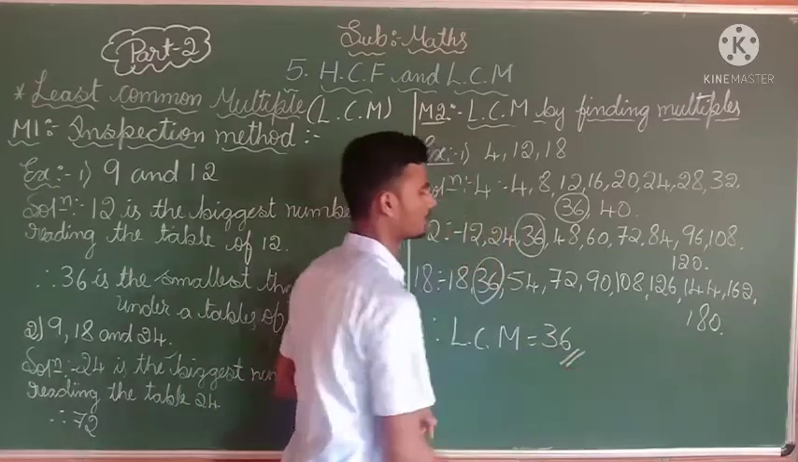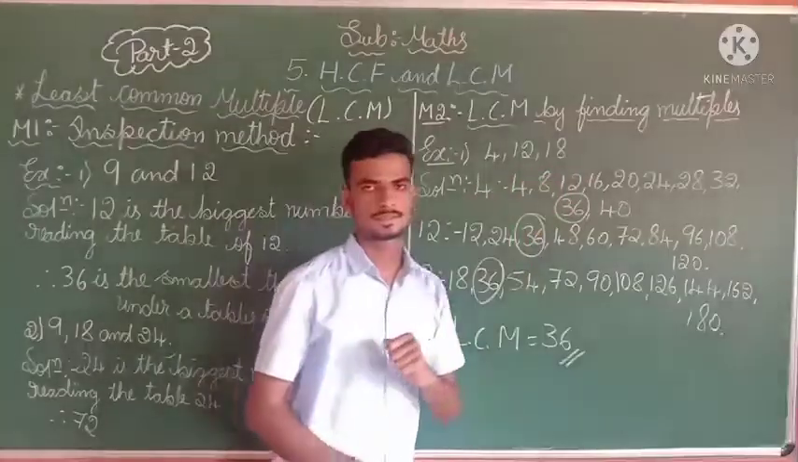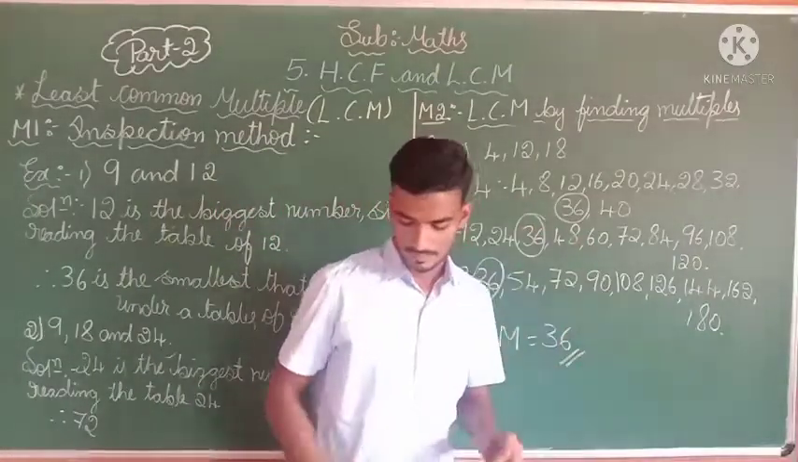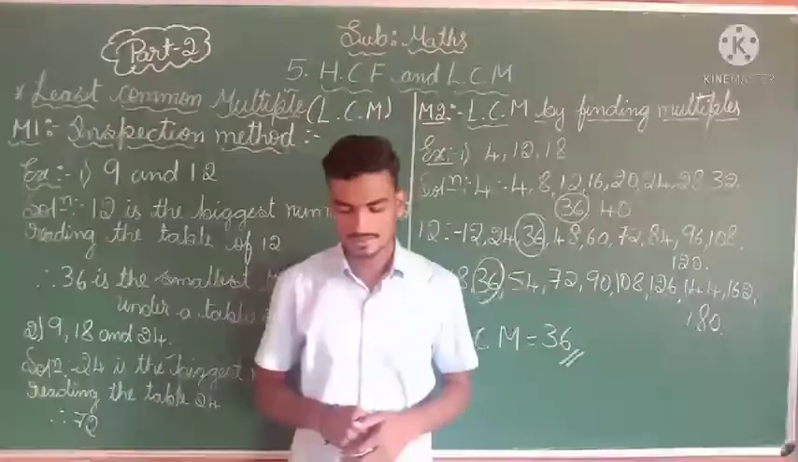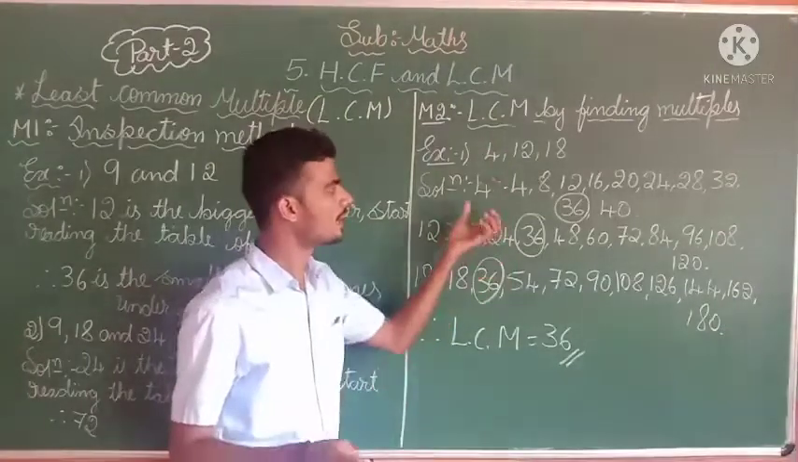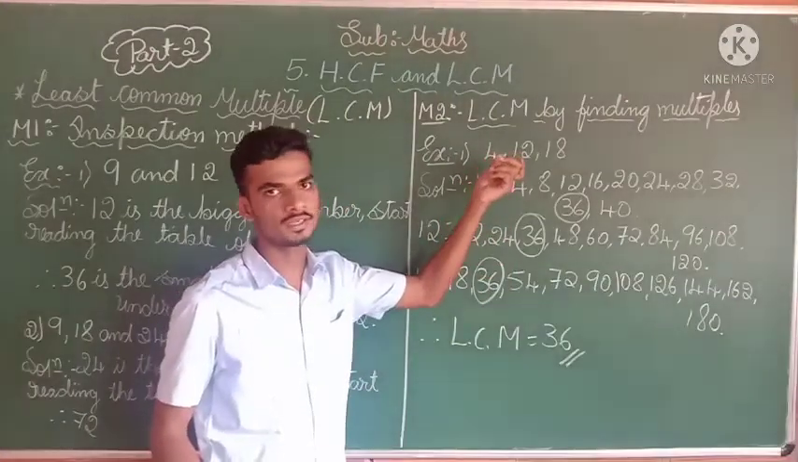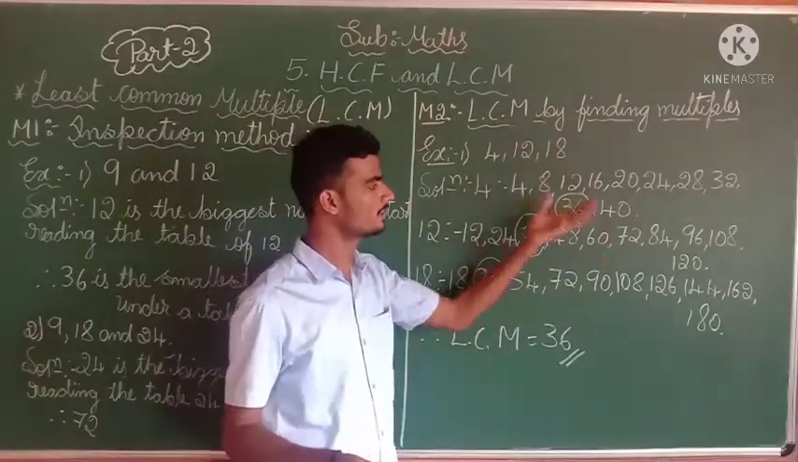Okay, in this way you have to find the multiples. This is method 2. Here they have given 3 problems in your exercise. So you want to solve the remaining 2 problems. I have solved 1 problem here, the first problem itself I have taken. Then the remaining 2 and 3, you solve the same way by following these steps.